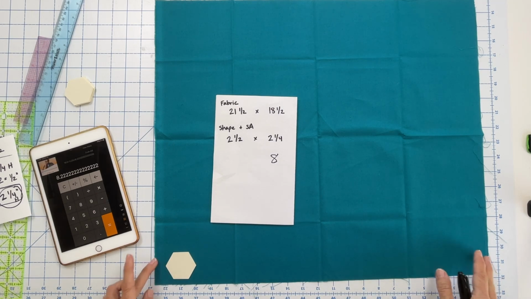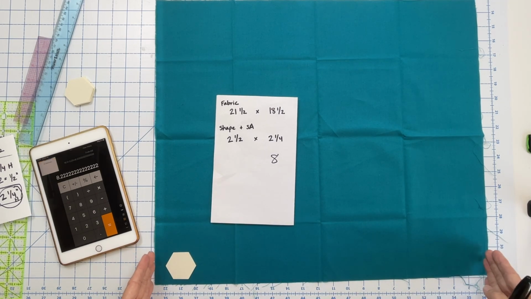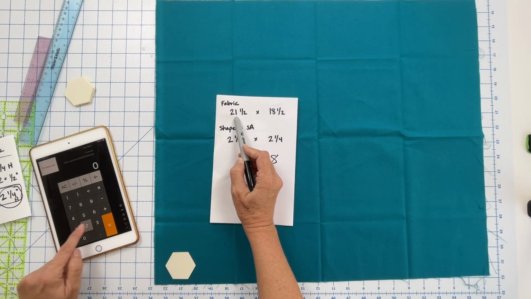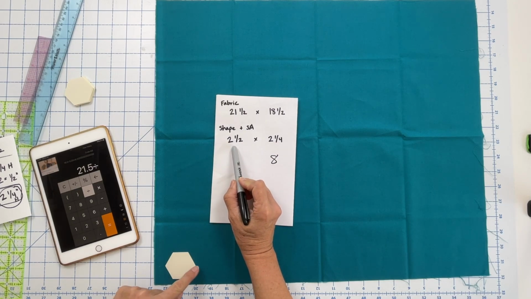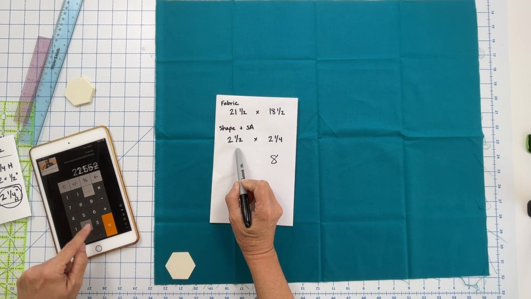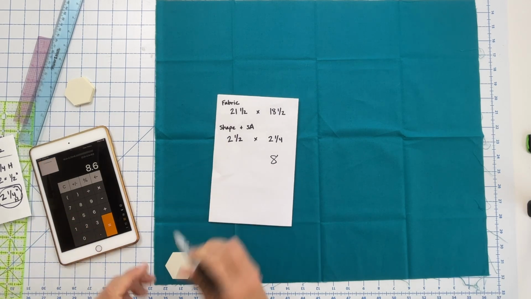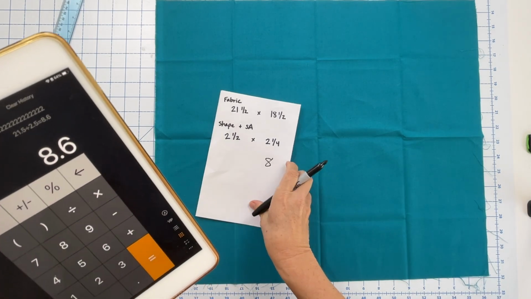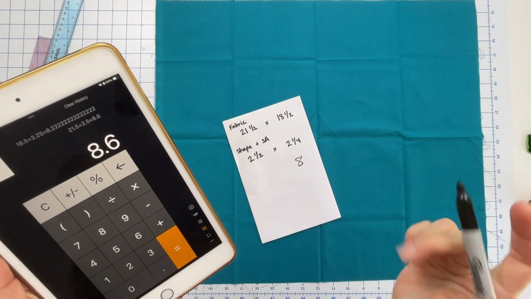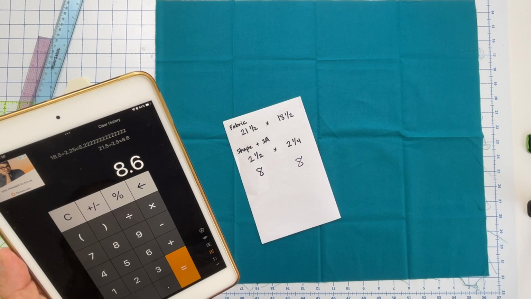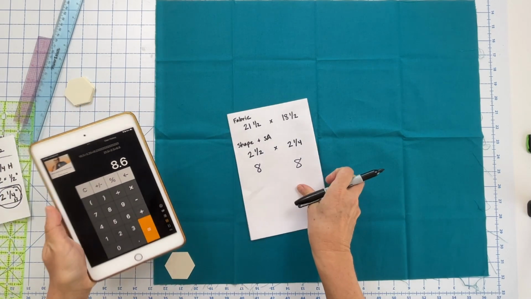And so what I can do for this long edge is take that total dimension of the long edge of fabric, which is 21.5, and divide that by the long dimension of my shape plus my seam allowance, which is 2.5, and I will get my measurement there. Now, again, I'm ending up with a fraction, which is fine. I'm just going to round down to the nearest whole number, which is 8 in this case.